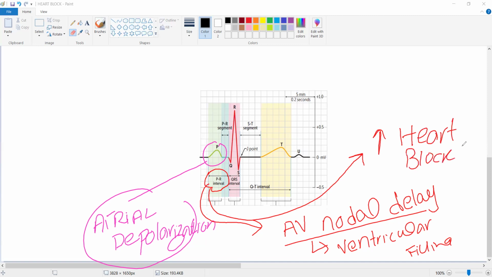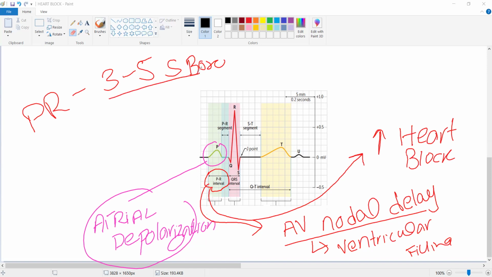So the normal duration of the PR interval is 3 to 5 small boxes, and you simply see that one large box, right?